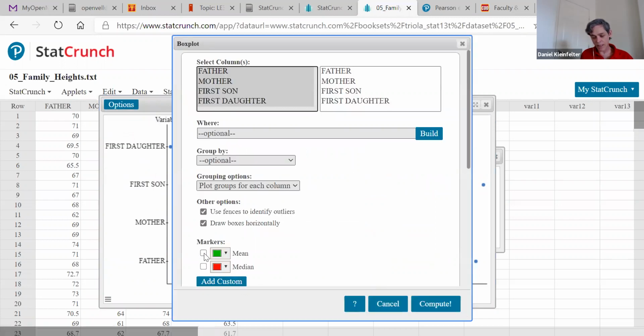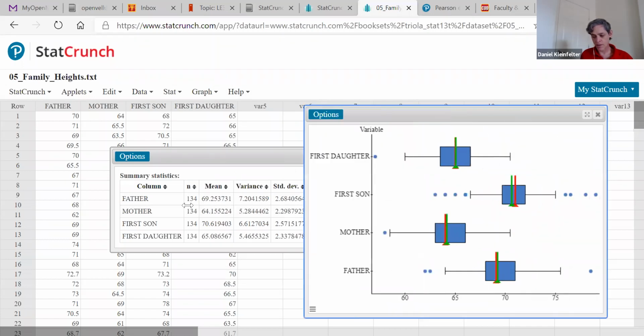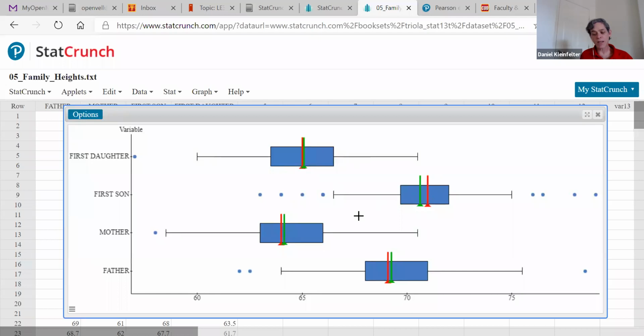You can mark the mean and median on each. Let's add that. That might be fun. All right. Okay, so there's the mean and median for each set as well.